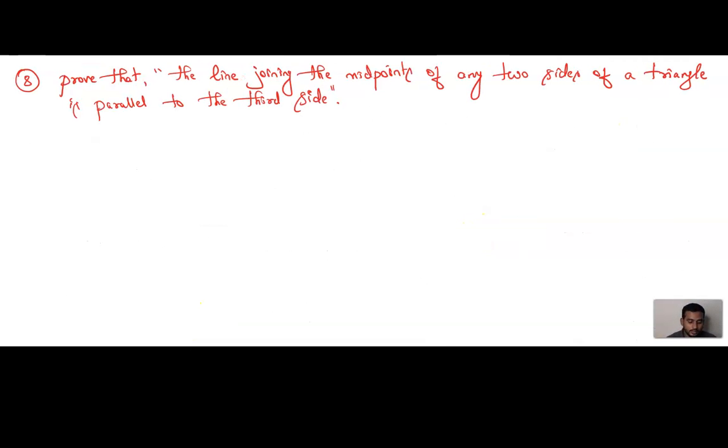Yes children, you can see here question number 8. Prove that the line joining the midpoints of any two sides of a triangle is parallel to the third side. Now you might have noticed one thing, what we have solved in the previous sum and this problem, the only difference is that there we proved for any one side, but here for any two sides. Previously, the line joining the midpoint of any one side of a triangle is parallel to the third side. Now this is the line joining the midpoints of any two sides of a triangle is parallel to the third side. Got it?